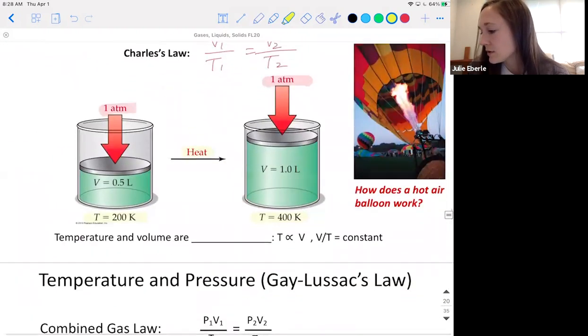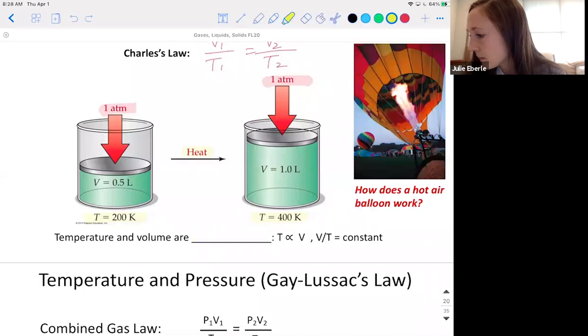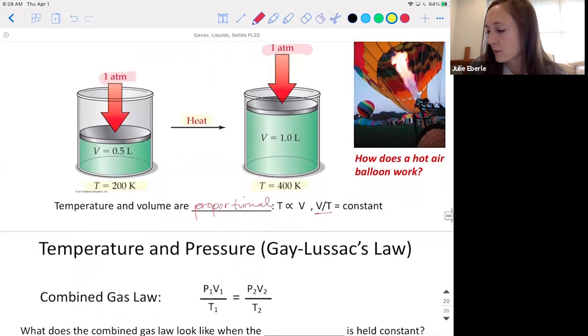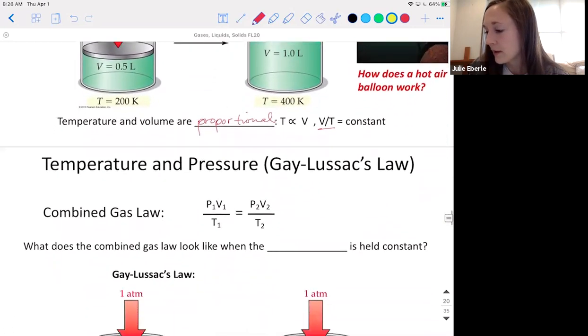So temperature and volume are directly proportional. They're proportional, so V divided by T is a constant. I don't have a medical example to work here. I just wanted to show you that one with Boyle's law, but I bet you could find one.